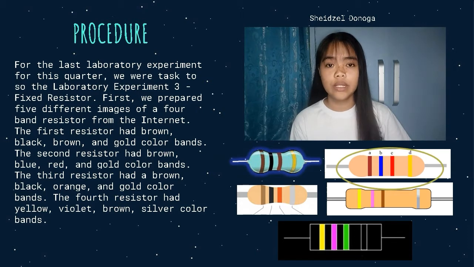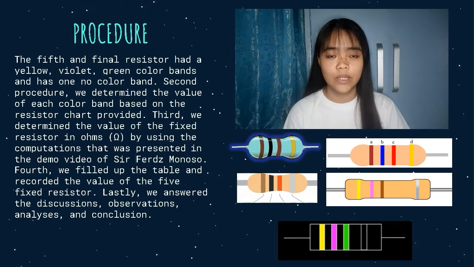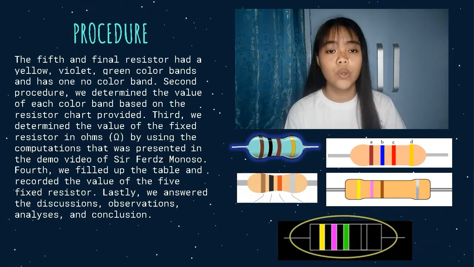The second resistor had brown, blue, red, and gold color bands. The third resistor had brown, black, orange, and gold color bands. The fourth resistor had yellow, violet, brown, and silver color bands. The fifth and final resistor had yellow, violet, and green color bands, and has one no color band.